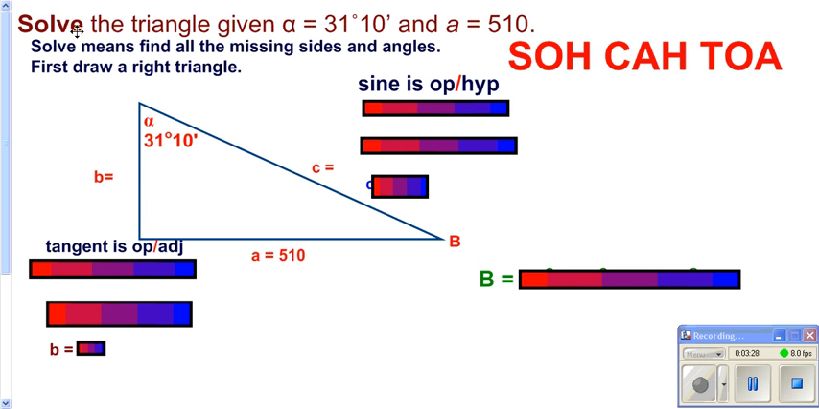Here's another triangle. You're supposed to solve it, so you want to find all your missing parts, all the angles and your sides. So once again, you want to draw yourself a triangle. It's going to be a right triangle. Remember that side A here is always going to be opposite angle A, or alpha for this particular case. Then B just has to be the other right or acute angle in a right triangle.